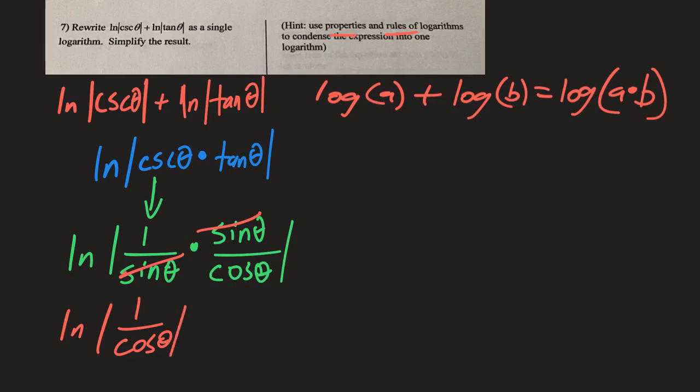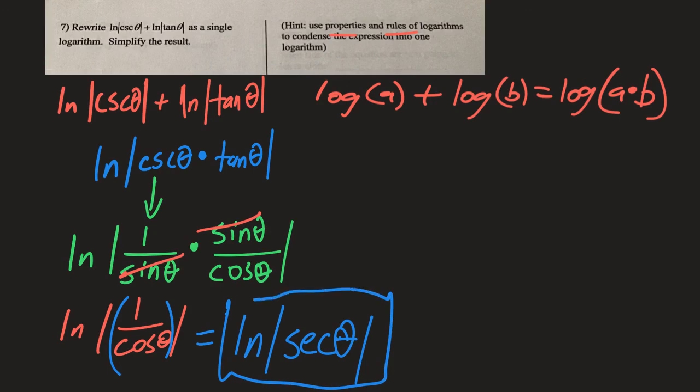I wonder if I can break this down any further, actually. And what we can find is 1 over cosine, that's actually also one of my identities. So 1 over cosine is actually just going to be secant. So I've got natural log of secant theta. And that is my final simplified answer.